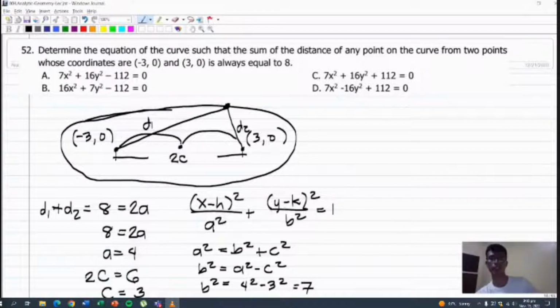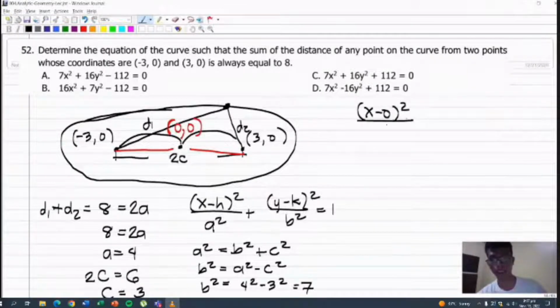So paano naman yung h and k? That is simply the center of the ellipse. And by inspection, the center of the ellipse is 0, 0. Diba? Kung kukunin nyo yung midpoint using the midpoint formula, 0, 0 ang makukuha natin yan. That is the center. So, (x minus 0) raised to 2 over yung a natin, 4 square, plus (y minus 0) raised to 2 over yung b square natin na nakuha na natin as 7, that is equal to 1.